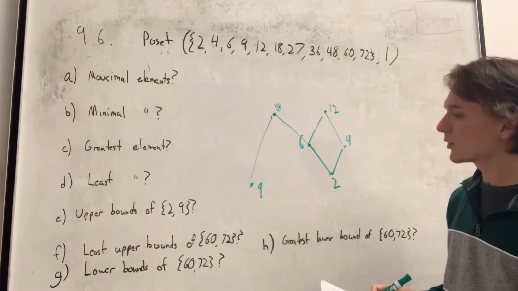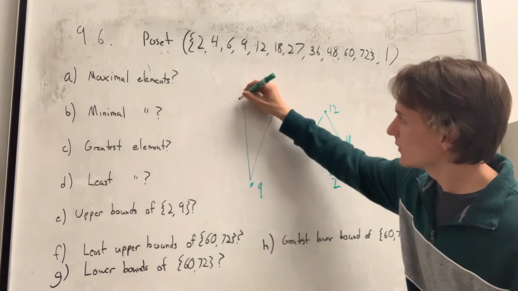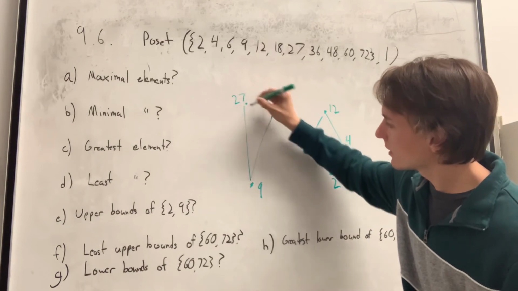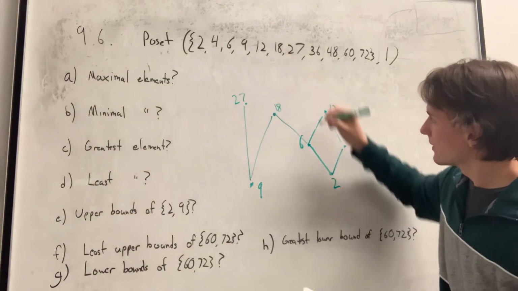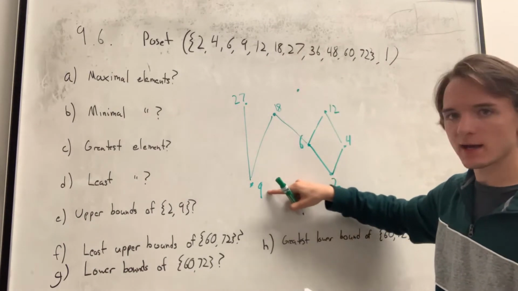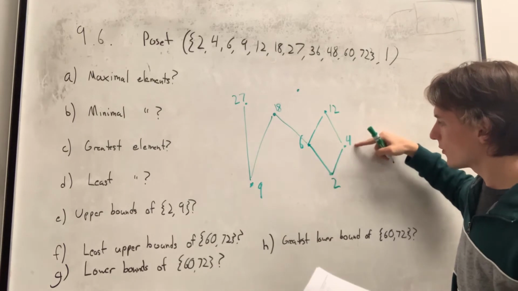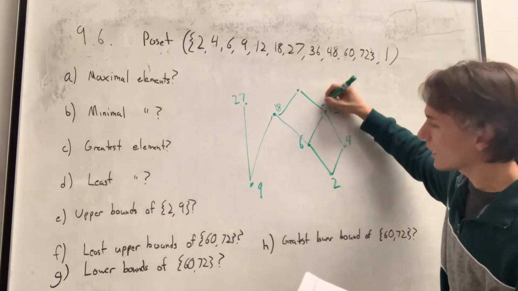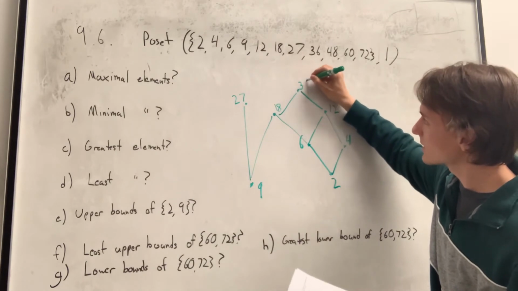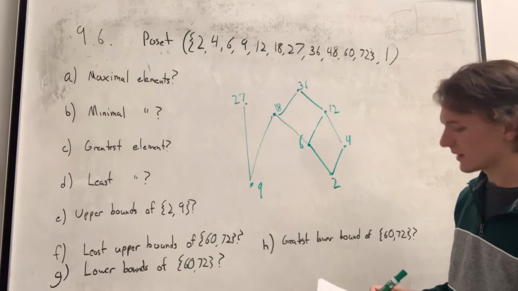After 18 we have 27. 27 is only divisible by 9. We have 36. 36 is divisible by 9, 18, 12, 6, 4, and 2. We're only going to connect it to 18 and 12 because those are the highest level in our hash diagram. All right.